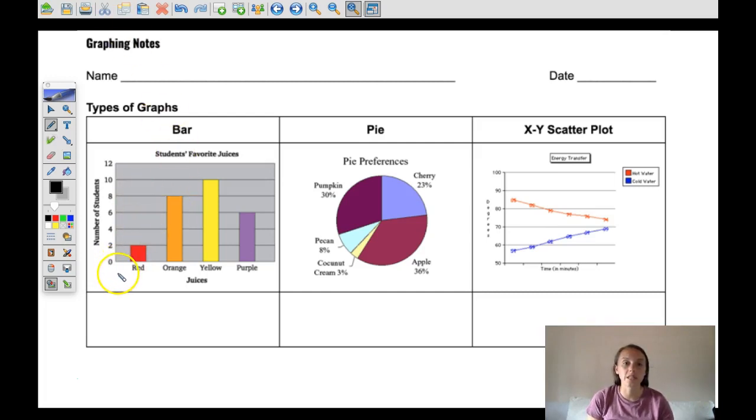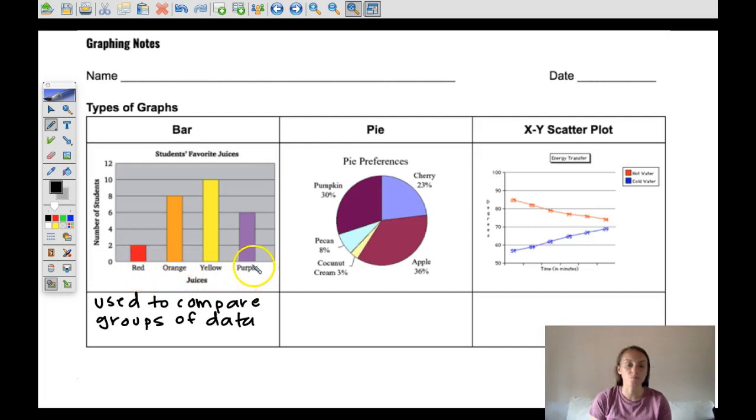Traditionally, students are really excited about graphing because they immediately think they should make a bar graph. But bar graphs are only used to compare groups of data. So if you look at our example, we have a whole class of students and we categorize them into their favorite types of juices: red, orange, yellow, and purple. In chemistry, this is not one of the graphs we'll be using.